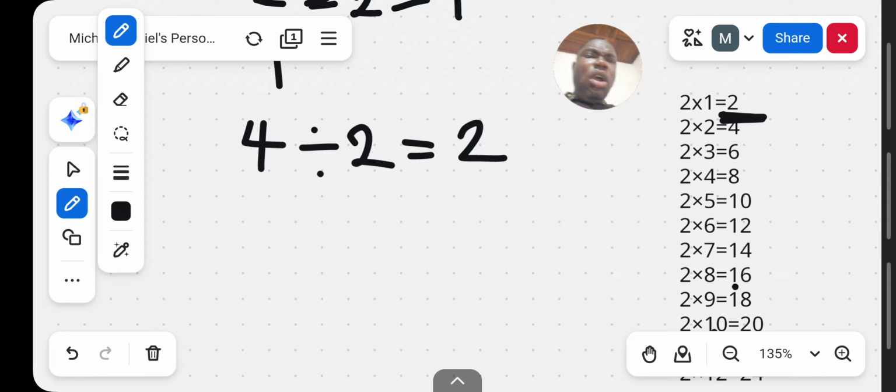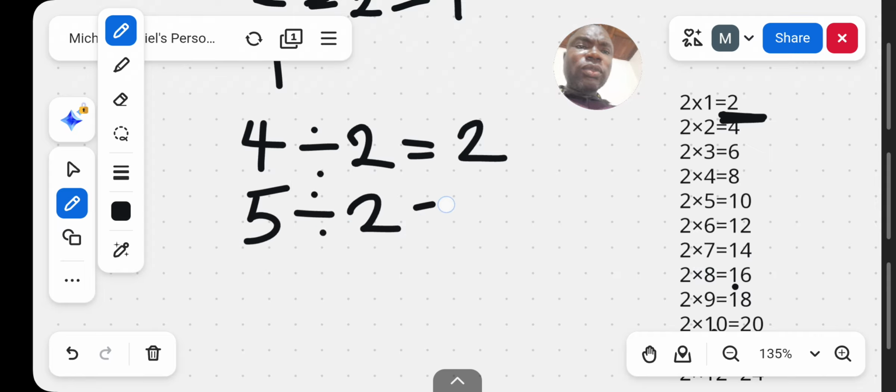Okay, what about 5 divided by 2? Now, if you read your 2 times table, 2 times 1 is 2, 2 times 2 is 4, 2 times 3 is 6. You won't get 5. But you will notice that 5 is between 4 and 6. Because if you read the 2 times table, you won't get 5 as your answer, but 5 is between 4 and 6.